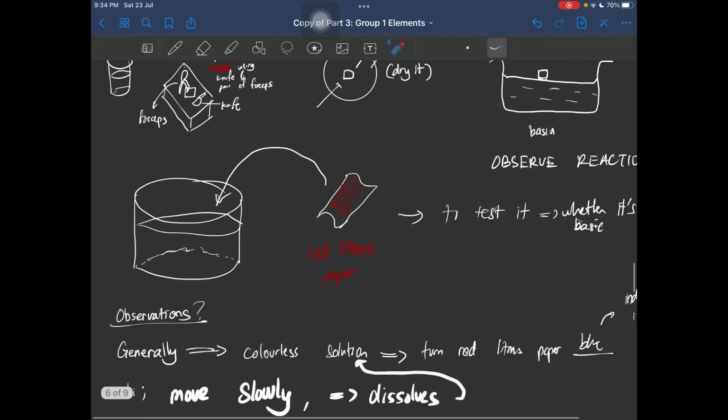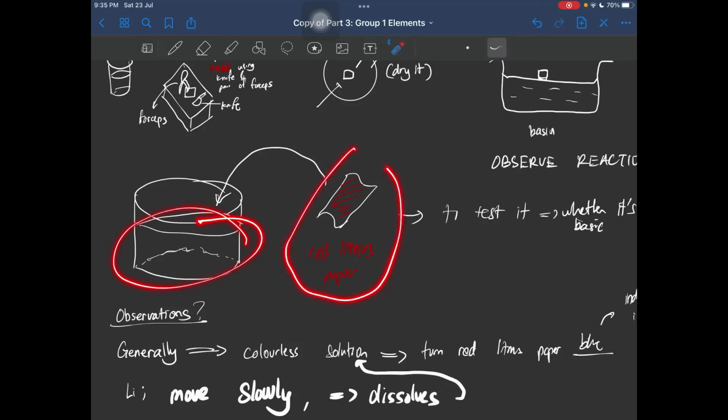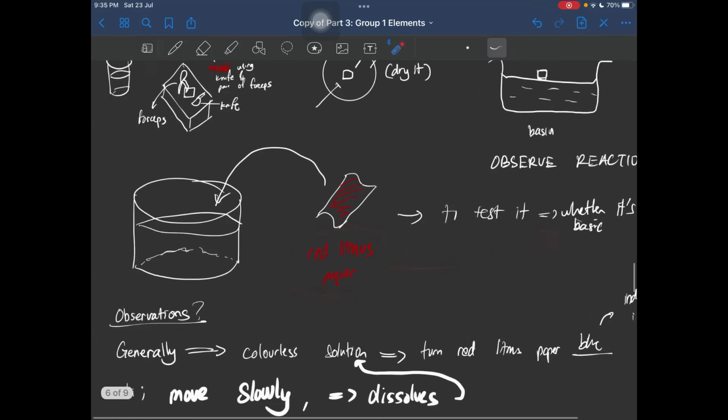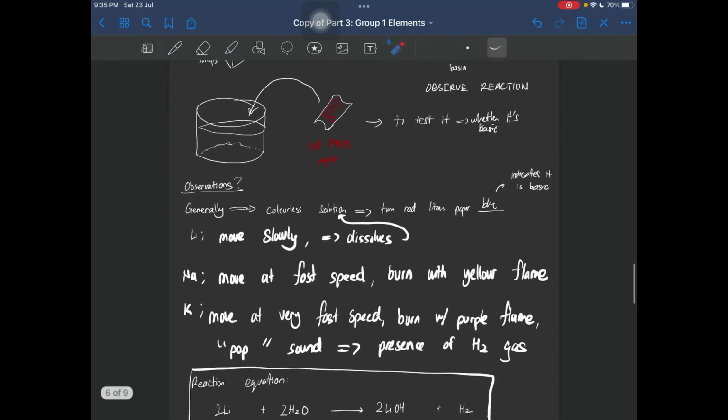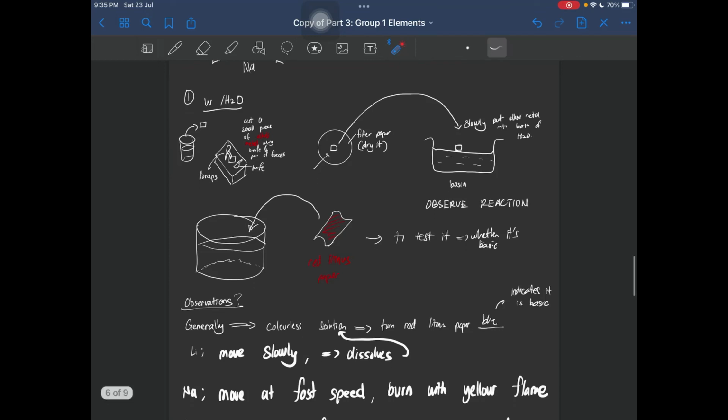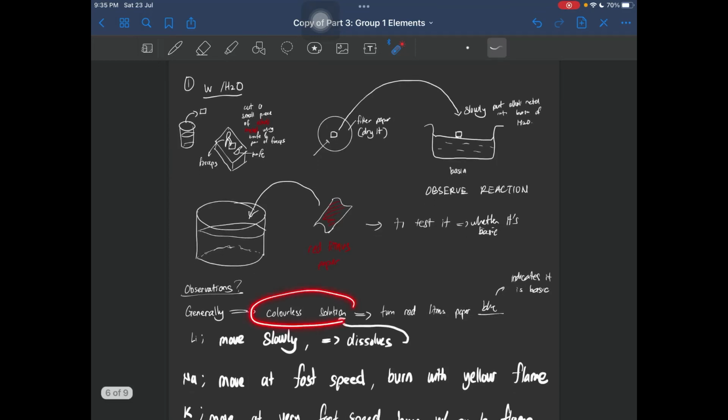And then once all of the alkali metal has dissolved, we will test the solution that is produced using a red litmus paper. And the red litmus paper is to test whether it is basic. And what we will find is that generally all alkali metals, when put slowly into water, will form a colorless solution. And this colorless solution will actually turn red litmus paper blue, meaning that it is basic.